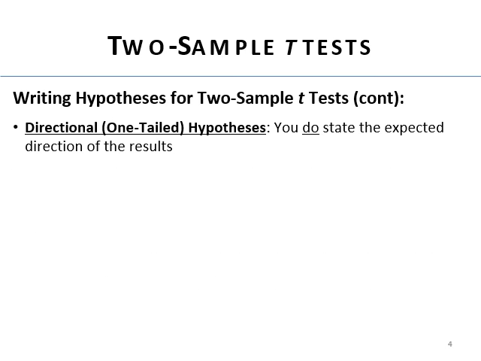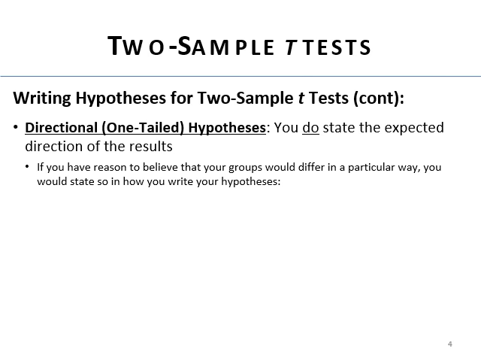So you can also have directional or one-tailed hypotheses with 2 sample t-tests, and here you are stating the direction of the results. So which group you think is going to be higher, x bar 1 or x bar 2? So typically this is what we do in dissertations because you did some research and you have reason to believe that one group is going to do better or be higher or whatever it is or lower than the other group. So this is how you write one-tailed hypotheses.